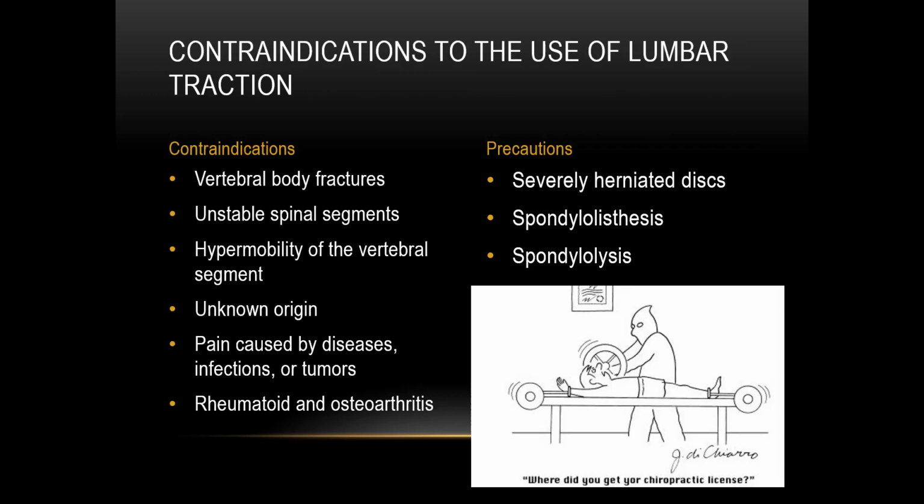The contraindications associated with lumbar traction include vertebral body fractures, unstable spinal segments, hypermobility in the vertebral segment, pain of an unknown origin or cause, pain caused by disease, infection, or tumors, and rheumatoid or osteoarthritis. Precautions associated with the use of lumbar traction include severely herniated discs, spondylolisthesis, and spondylolysis.